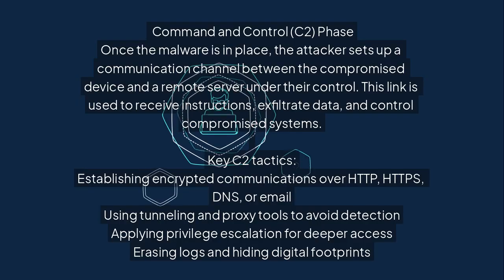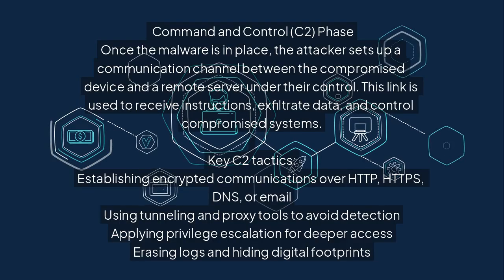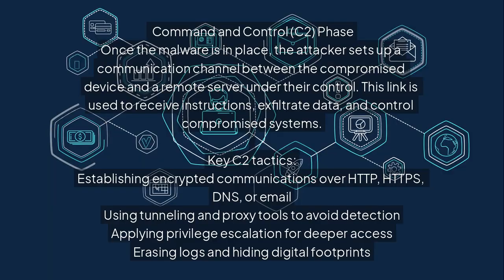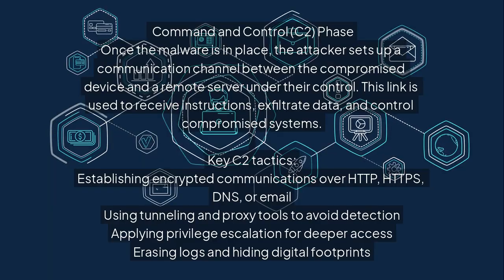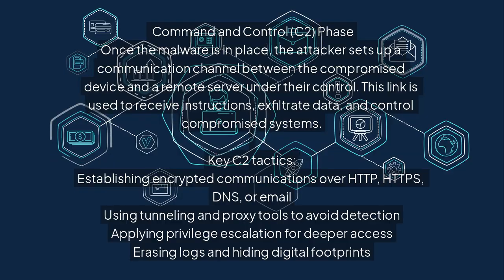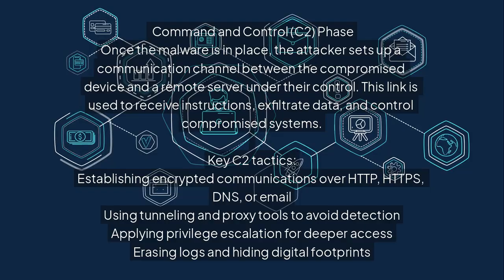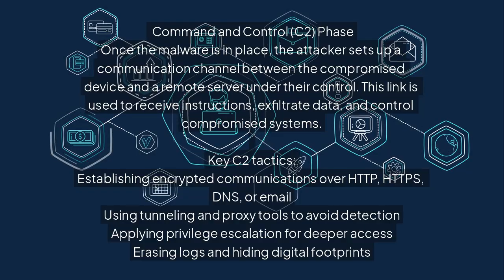Command and control, C2, phase. Once the malware is in place, the attacker sets up a communication channel between the compromised device and a remote server under their control. This link is used to receive instructions, exfiltrate data, and control compromised systems.